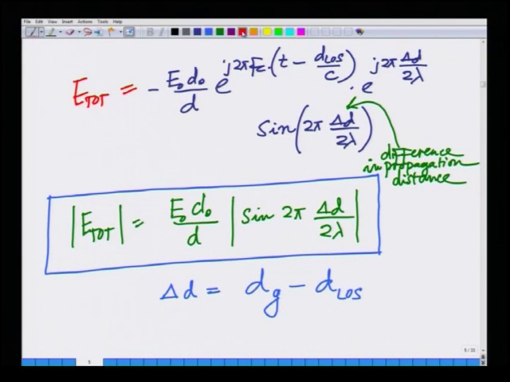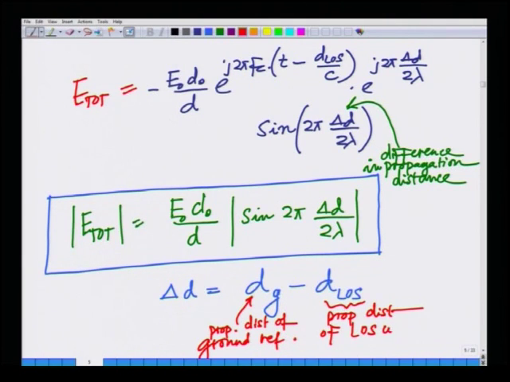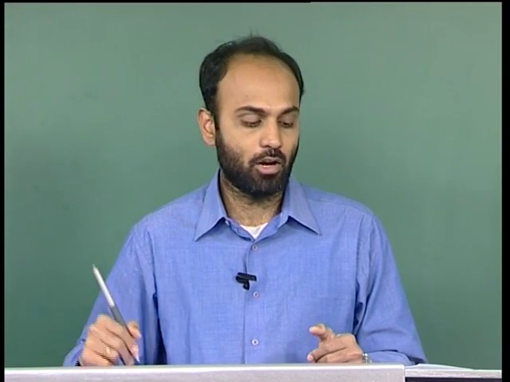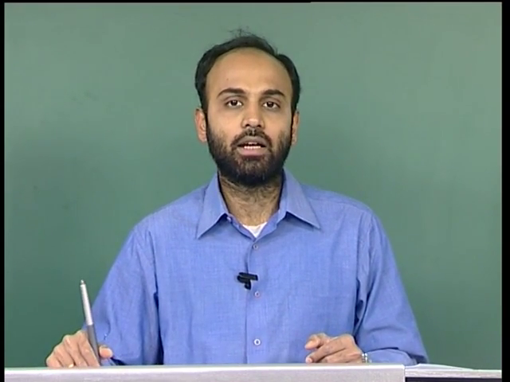This dg is the path length, or the propagation distance of the ground reflected component, and this dLOS is the propagation distance of the line of sight component. Okay. So now what we have to do is simplify this expression further, which means I want to simplify this delta d, which is the difference between distances dg and dLOS. So first I will start by computing both dg and dLOS.